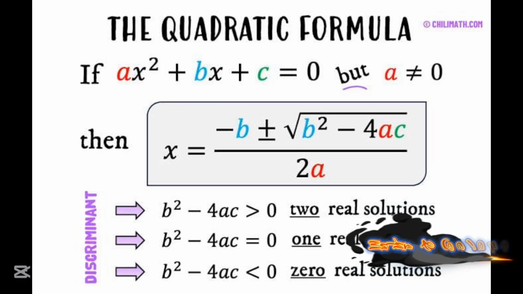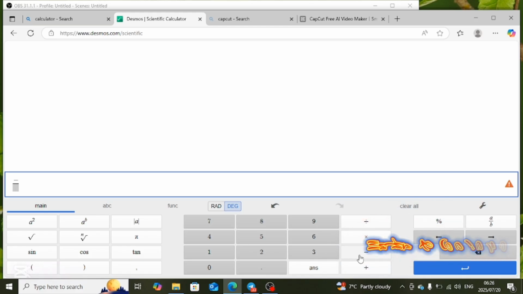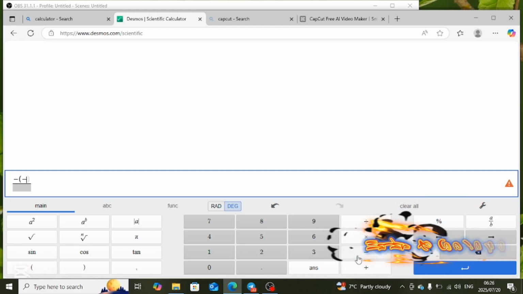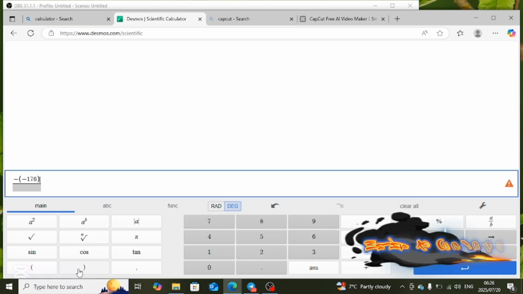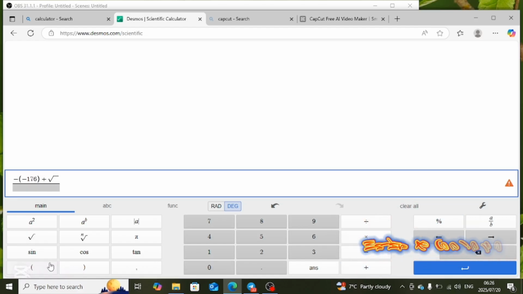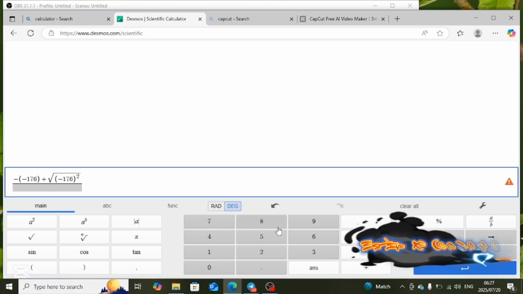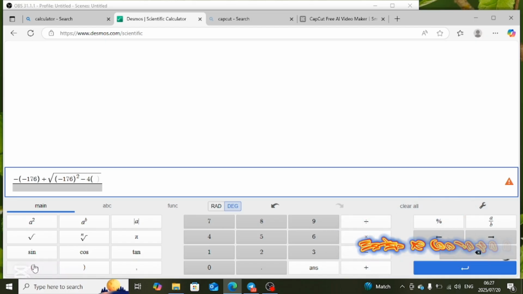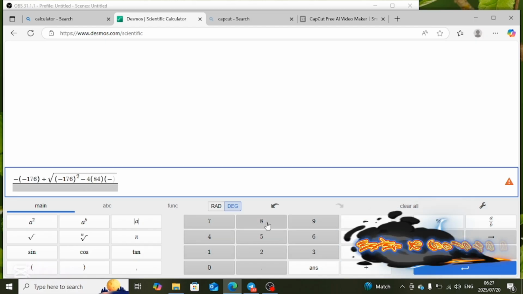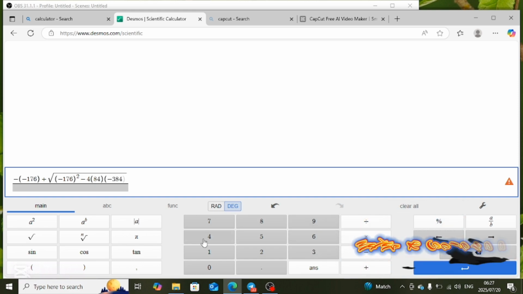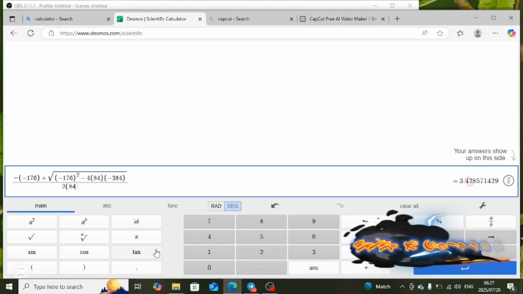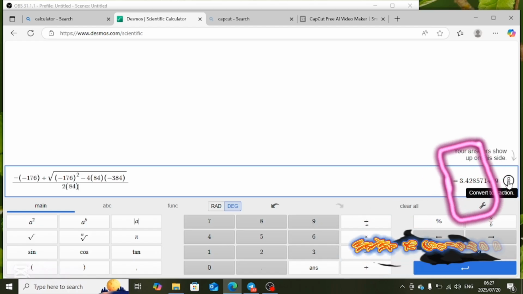Substituting into our quadratic formula, minus b, whereby b is equal to negative 176, plus the square root of b squared, as negative 176 all squared, minus 4ac, which is then minus 4 times 84 as our a, times negative 384 as c, all over 2 times 84, giving us 24 over 7.